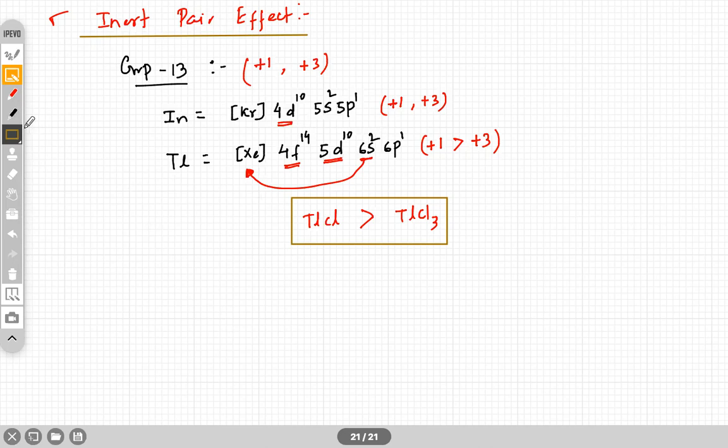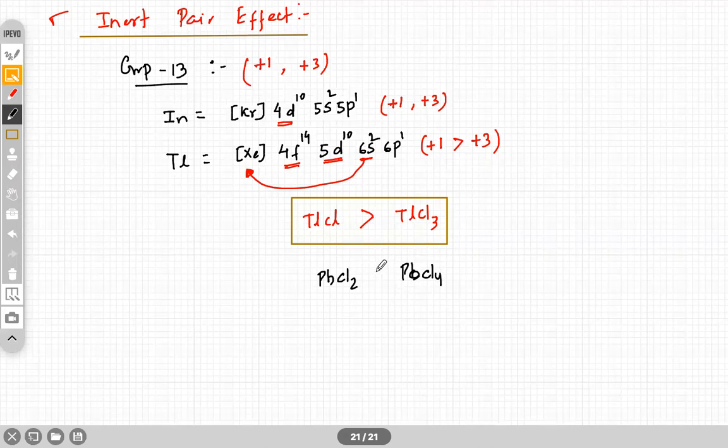The same thing we can apply for carbon family. SnCl2 is more stable than SnCl4. Oh, I'm sorry, the last element is lead, no. So PbCl2 is more stable than PbCl4. That's why PbCl4 always has the tendency to convert into PbCl2. Right. This is inert pair effect. Is it clear?